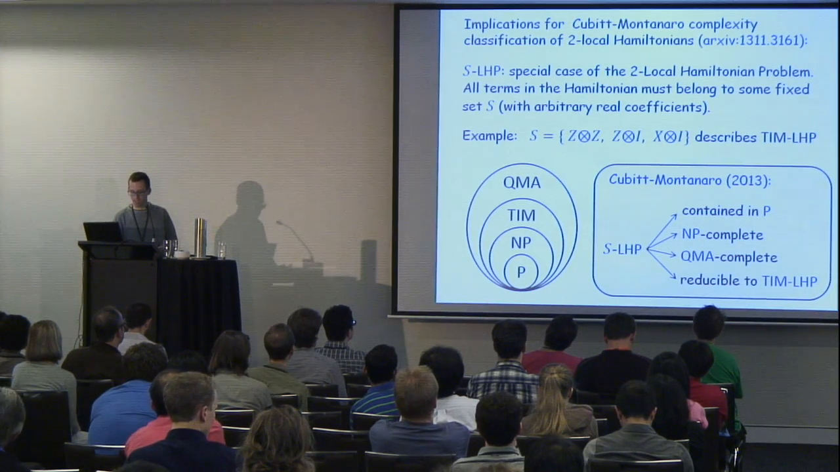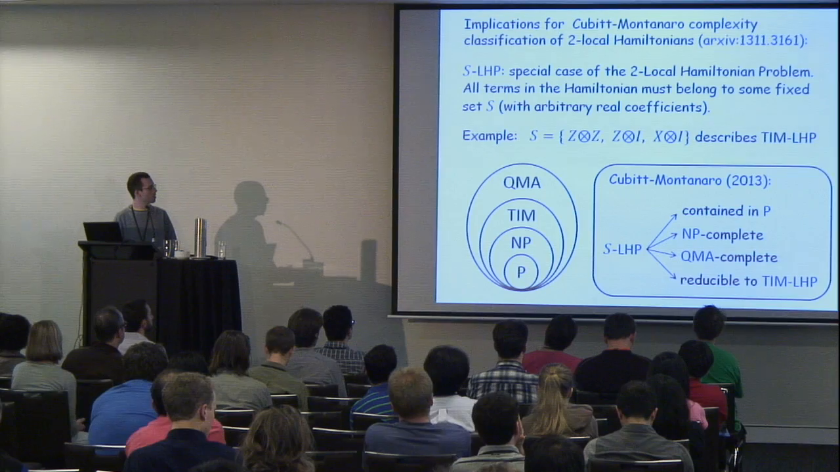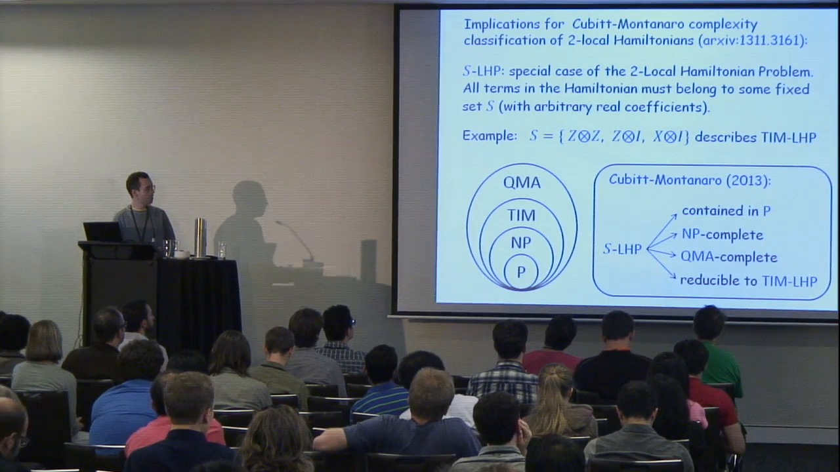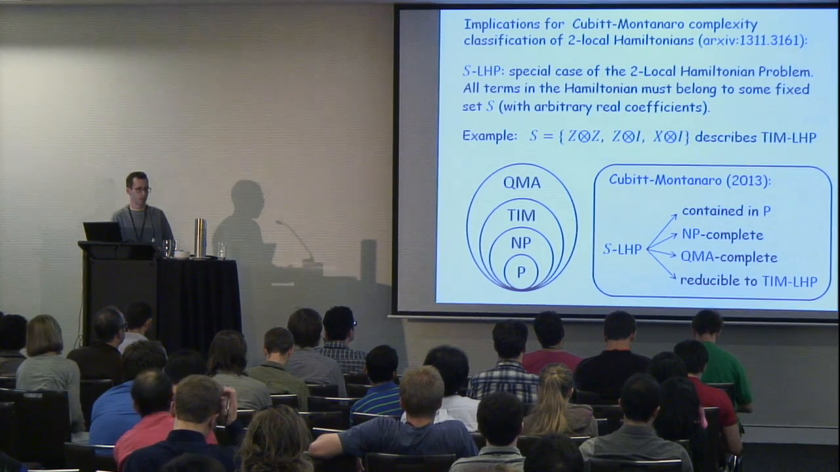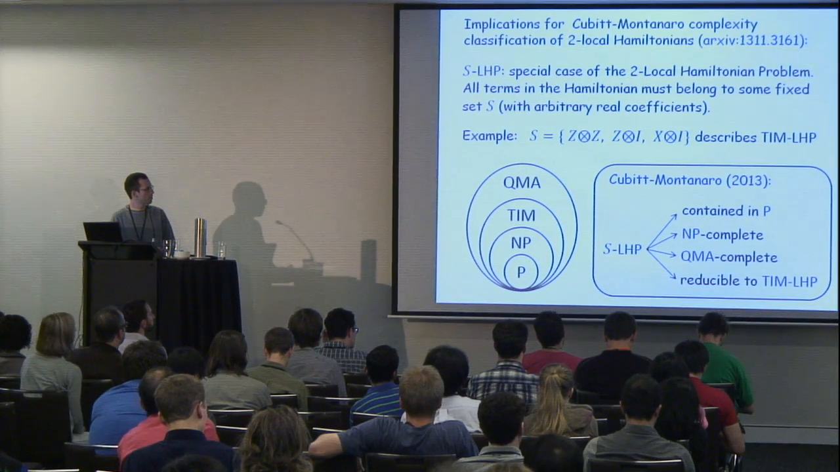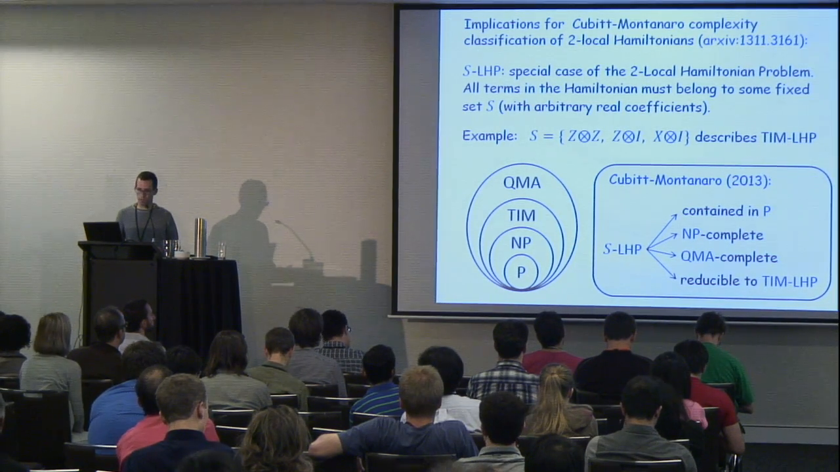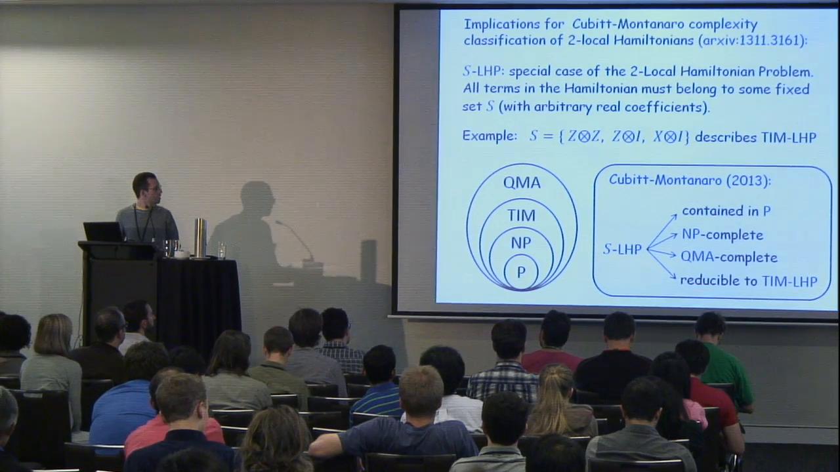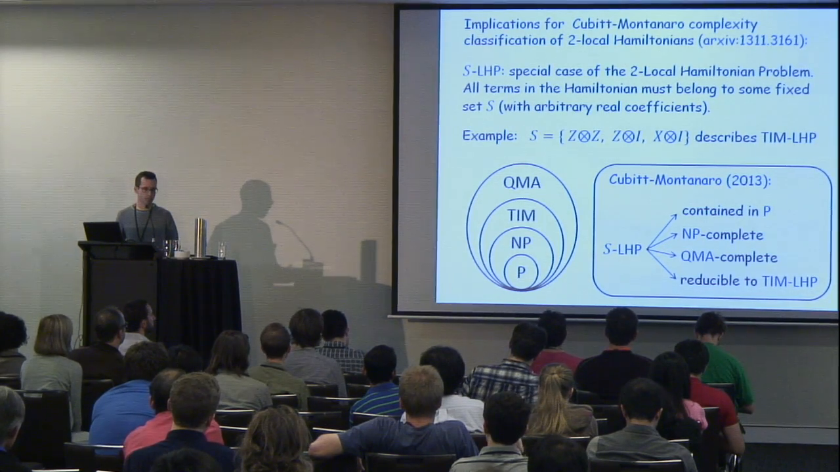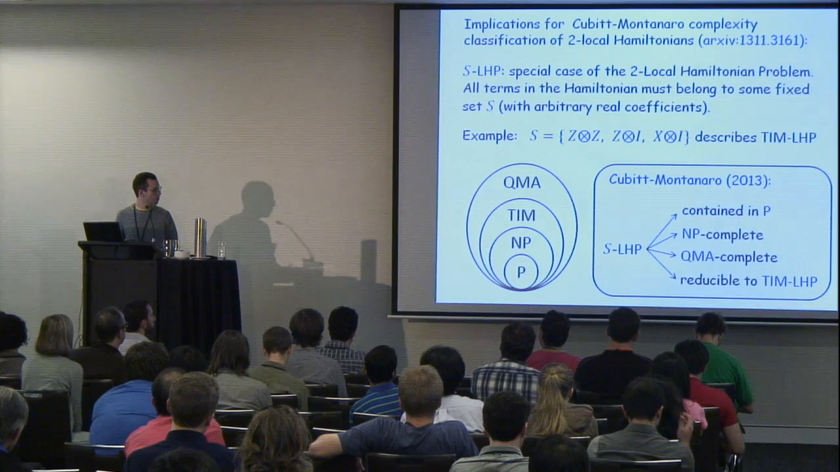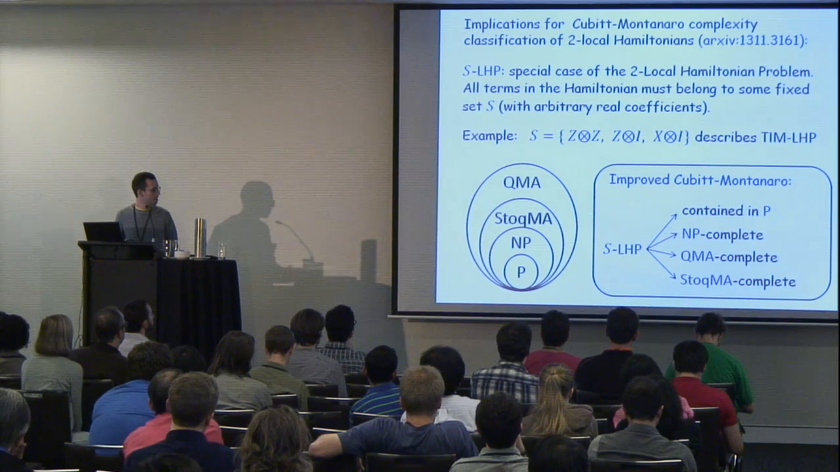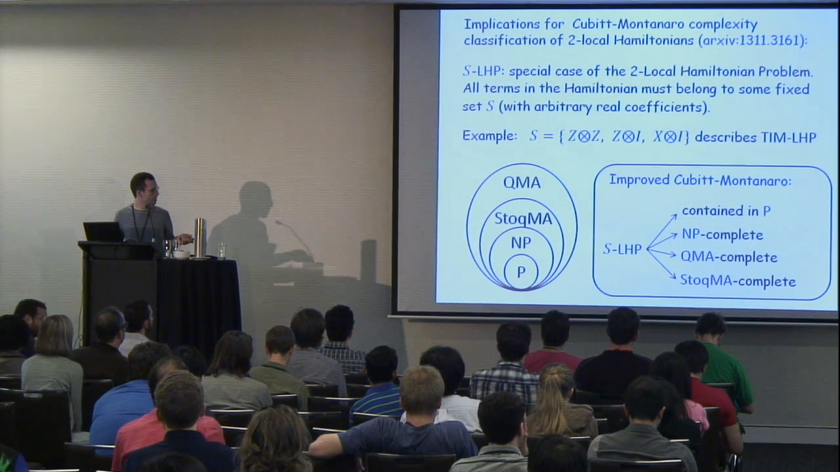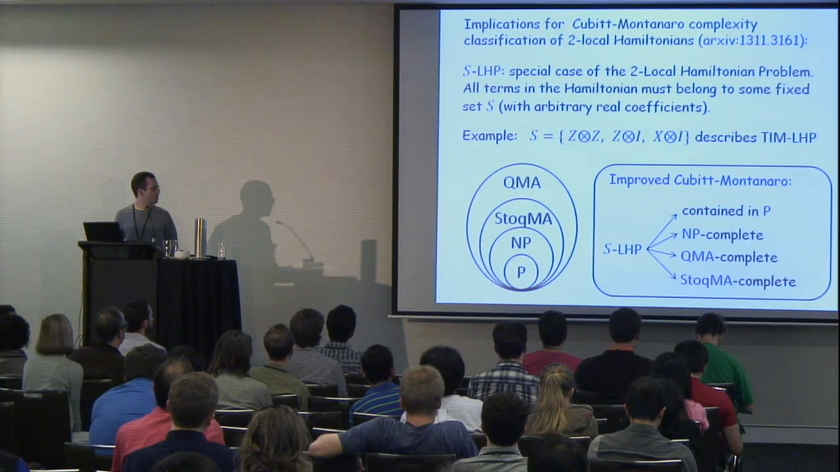And what they proved is that there are only 4 possibilities. Depending on the set S, the problem could be contained in P, NP-complete, QMA-complete, or polynomial time reducible to the transverse Ising model local Hamiltonian problem. Now, what this result, which I presented on the previous slide, says is that the transverse Ising model local Hamiltonian problem is just as hard as the local Hamiltonian problem for general stochastic Hamiltonians. So the improved classification is, in this 4th case, the problem is StoqMA-complete.